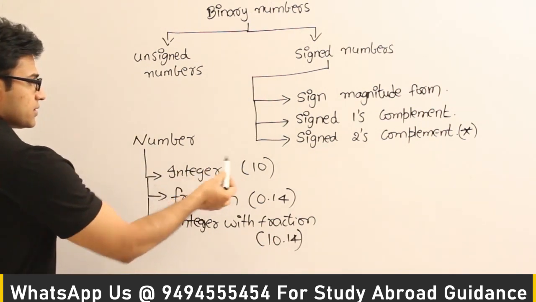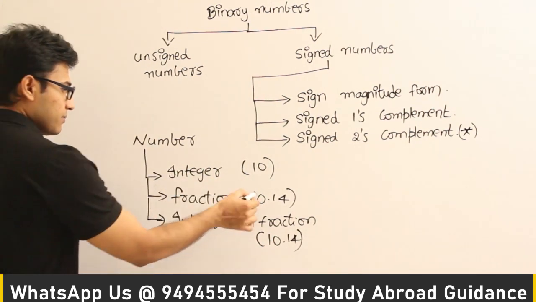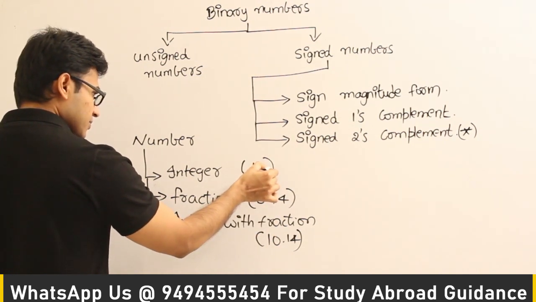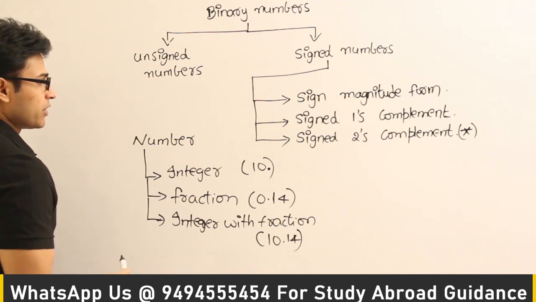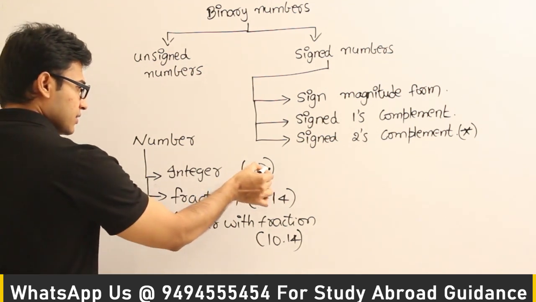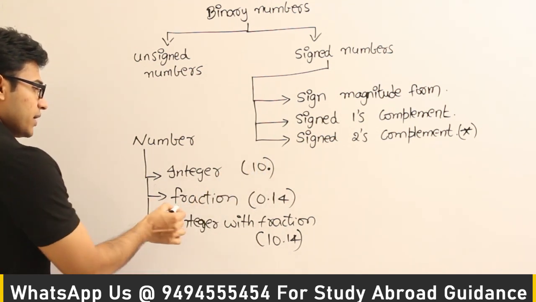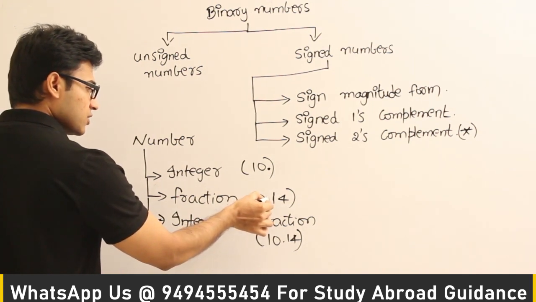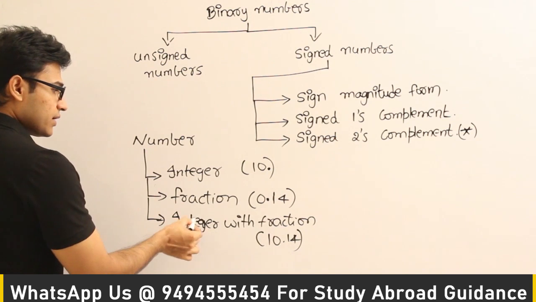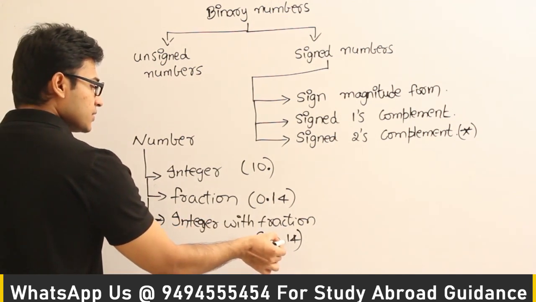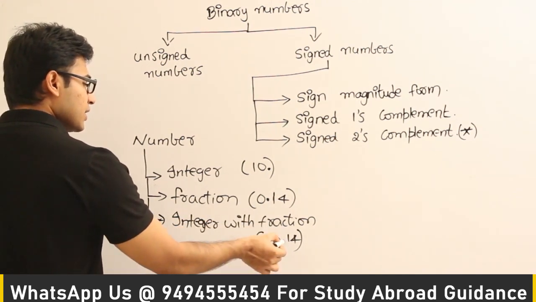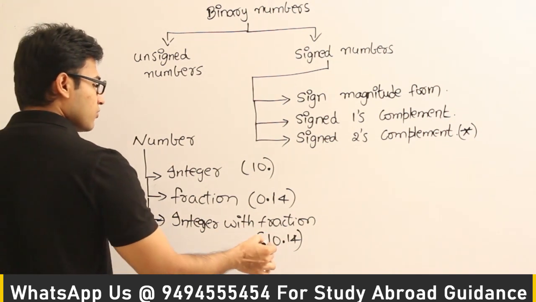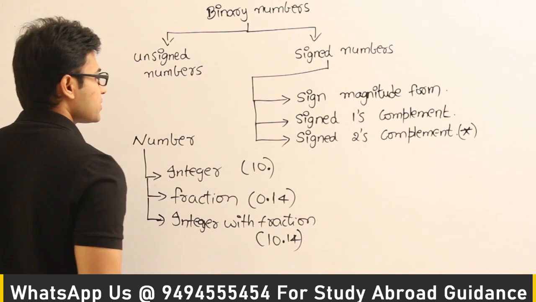Now if you observe these, the placement of the decimal point is different. For an integer, the placement of the decimal point is at the extreme right. Even though it isn't written, it is assumed. And if you look at the fraction, the decimal point is at the extreme left of the number. In the mixed number, this decimal point or radix point can be anywhere in the number. It can float from the leftmost to the rightmost.